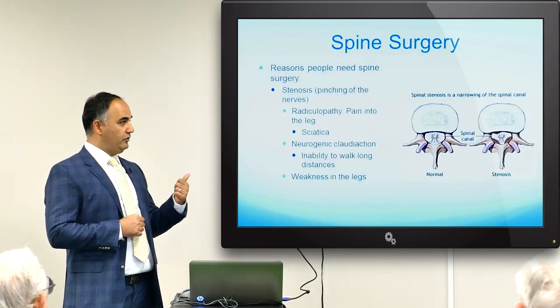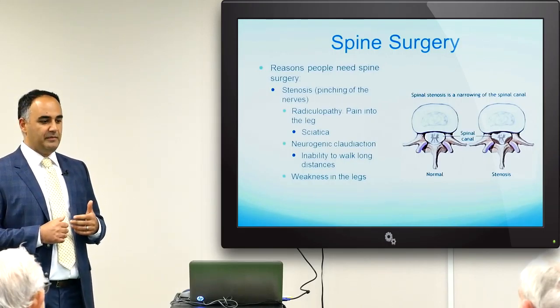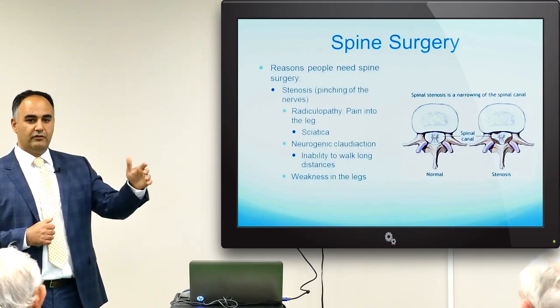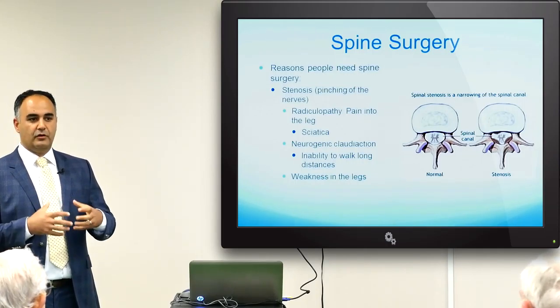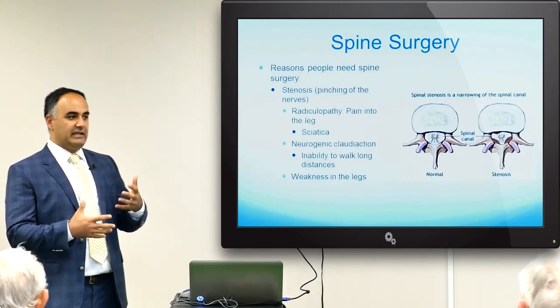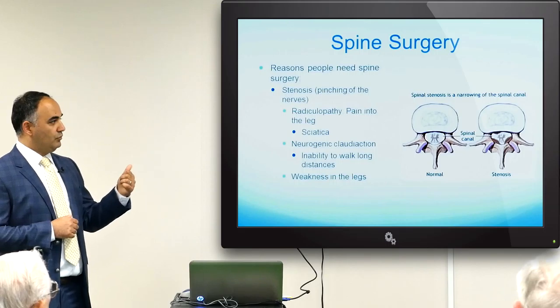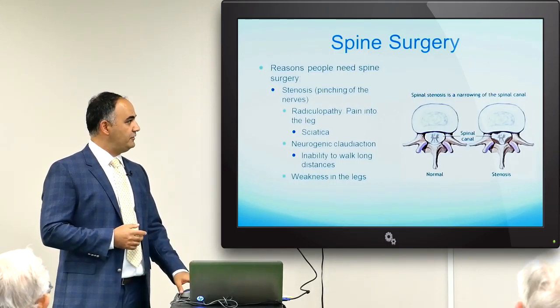There's also a thing called neurogenic claudication, which is the inability to walk long distances. So patients will come in and say, I can walk 200 feet and I gotta stop. And I can walk another 200 feet and I gotta stop. That's because the nerves are being pinched so badly that the muscles don't get enough electrical activity to them, so they can't continue to function. And then weakness in the legs, which is a later sign of severe stenosis.